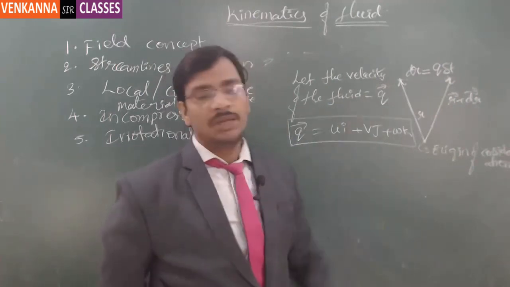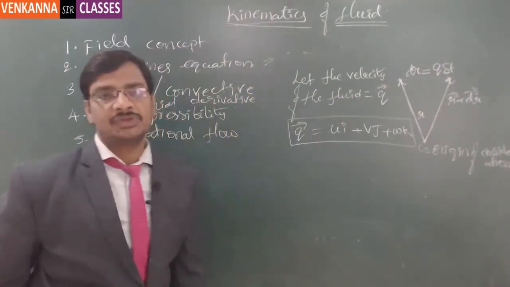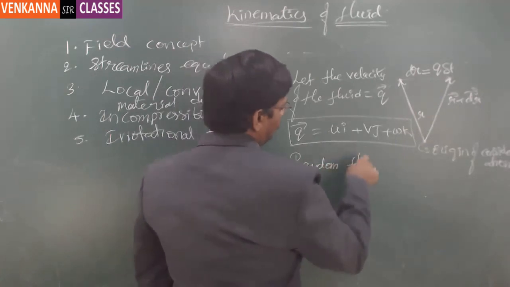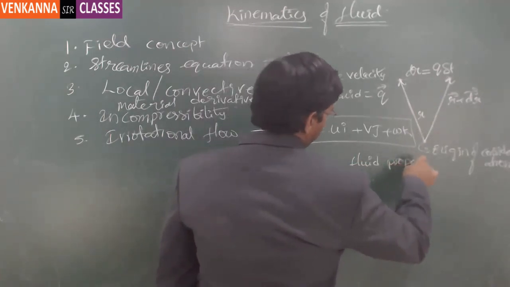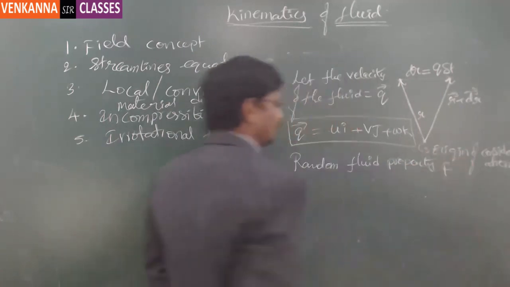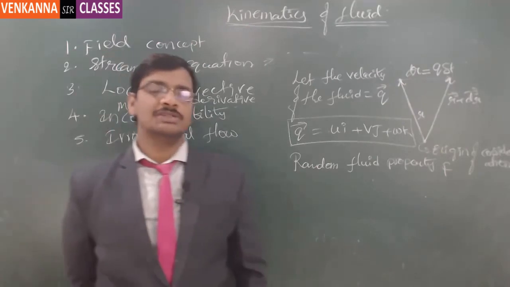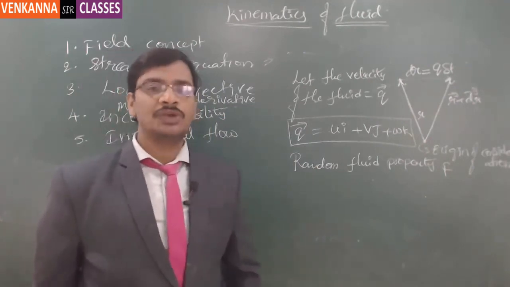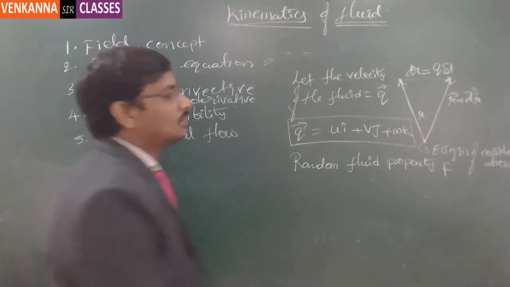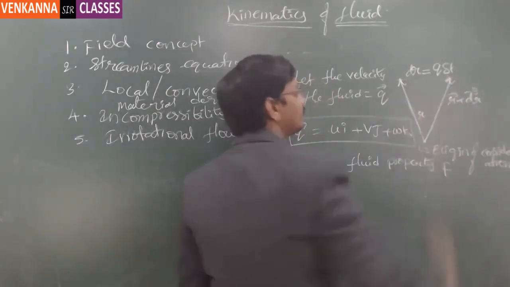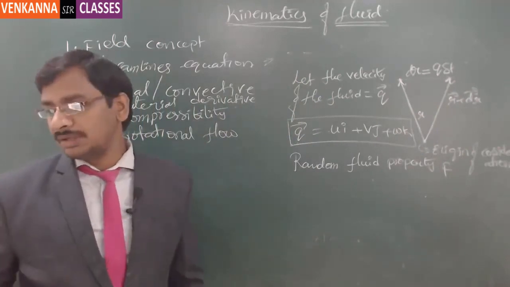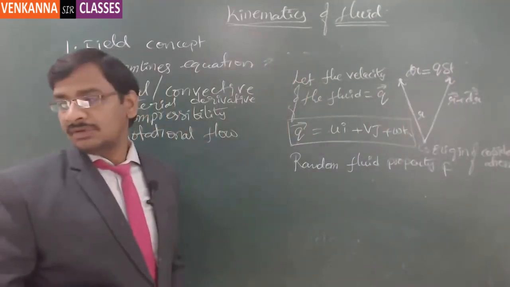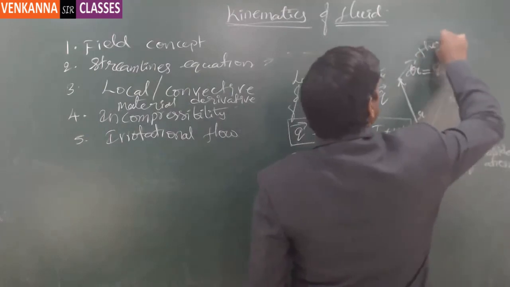Now at a later point of time, this particle has moved from this location to this location. Now in the meantime, let us take any random fluid property, F. For example, the velocity of the fluid itself is one particular property, the acceleration of the fluid is a property. Now like that, if you take a random fluid property, and you want to find the derivative of this property from this location to this location, there are two changes that are going to happen here. So one is, at this particular point itself, there can be a change in the property.